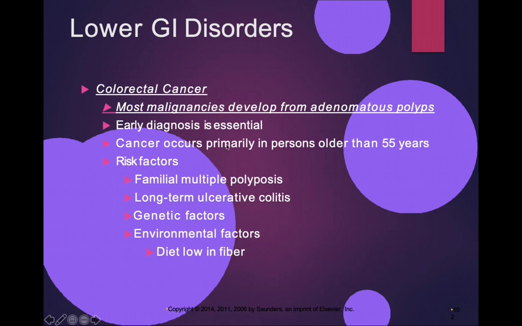Colorectal cancer: most malignancies develop from adenomatous polyps. Again, most malignancies or colorectal cancer develop from adenomatous polyps. I'm having a brain lapse here. I'm going to skip that one for now. It's late, folks. Polyps.